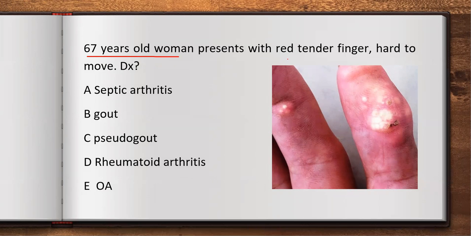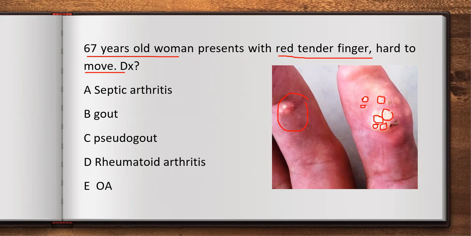A 67-year-old woman presents with a red tender finger like this, hard to move. What is your diagnosis? Septic arthritis, gout, pseudogout, rheumatoid arthritis, osteoarthritis. Look at the picture. You see this whitish thing, this whitish thing is nothing but the tophi. Okay. This is the only nodule which will look like this, some calcium deposition.